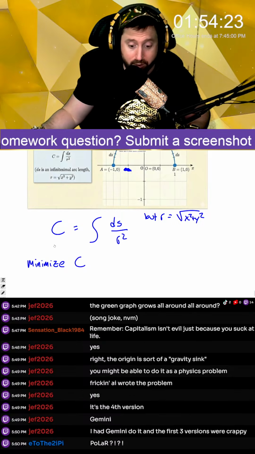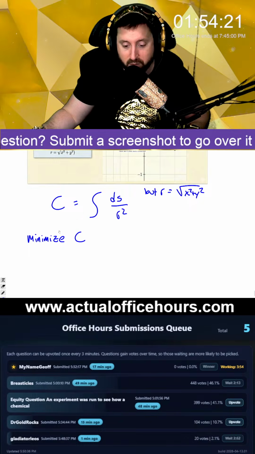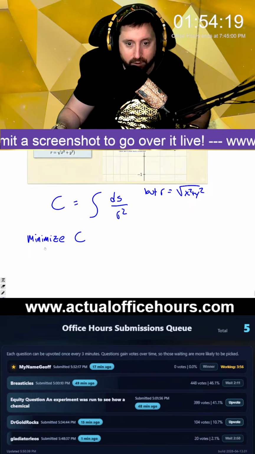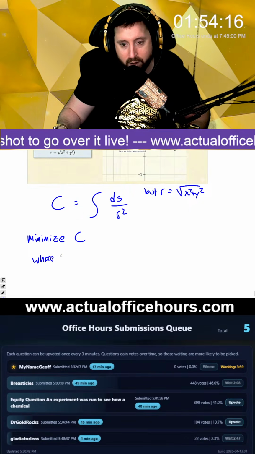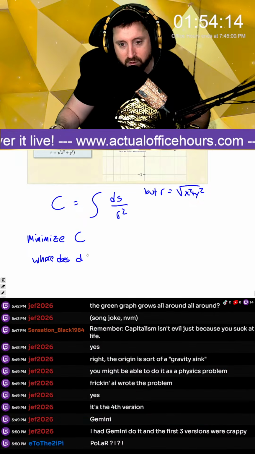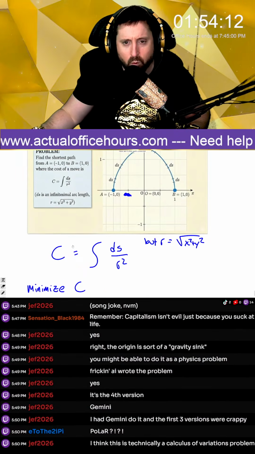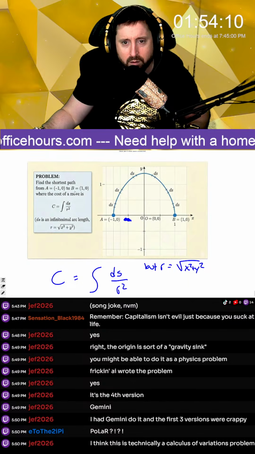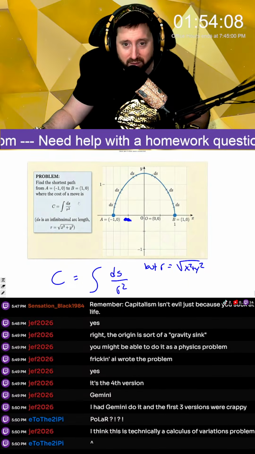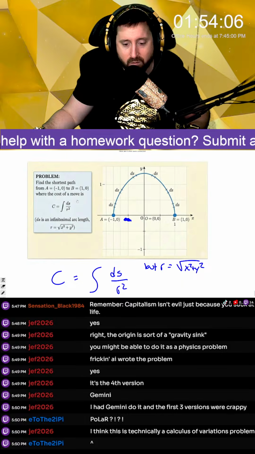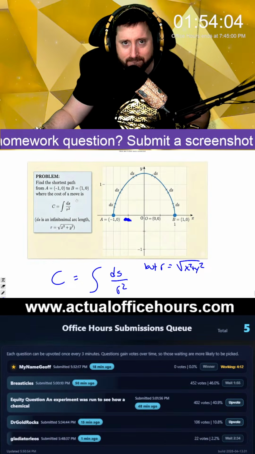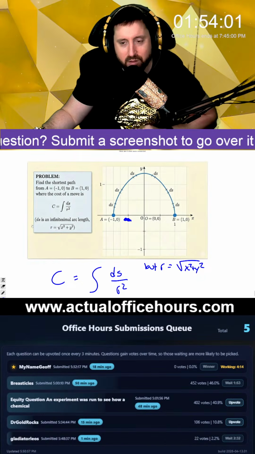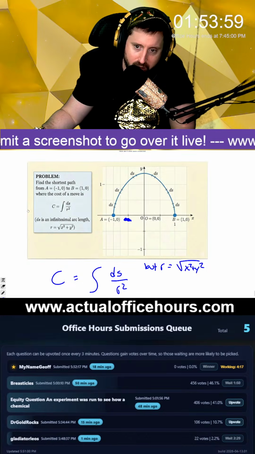And the one thing you learn in calculus for optimizations and minimizing stuff is you want to figure out where dc... Well, what are we varying, by the way? Find the shortest path. This is technically a calculus of variations. Yeah, so what am I varying, by the way?